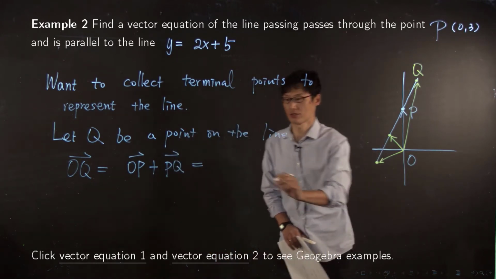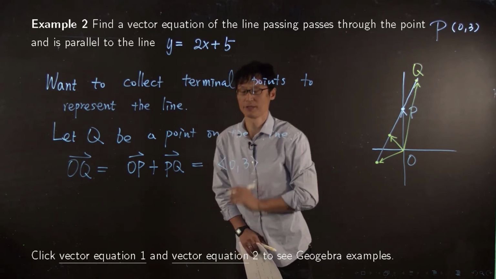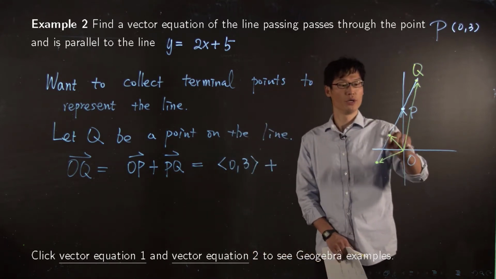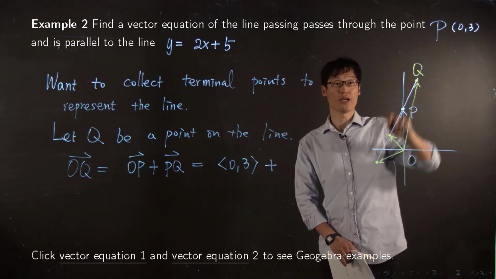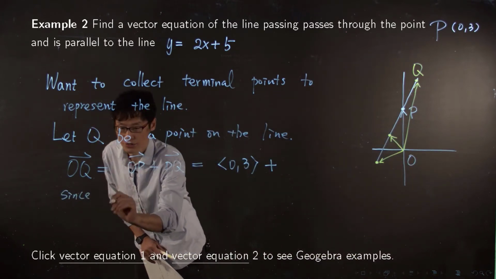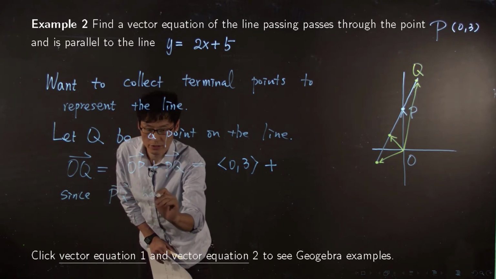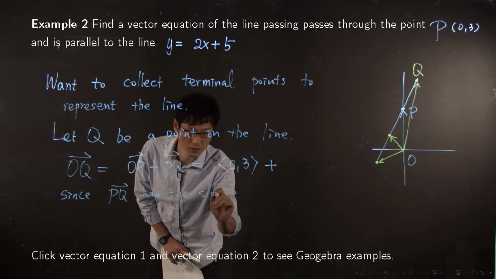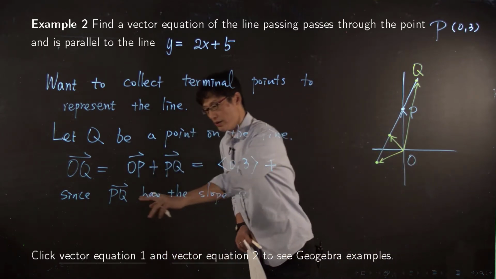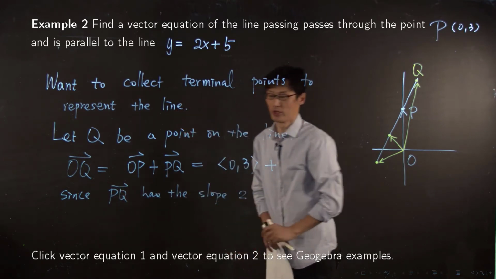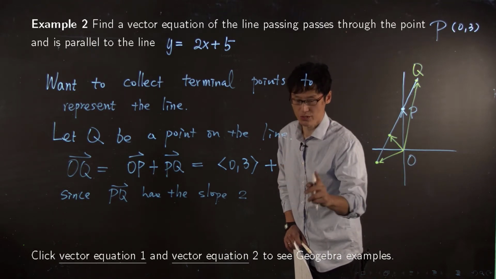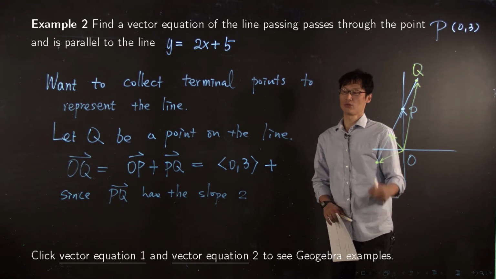The vector OP is just (0, 3). And then this vector PQ has a slope 2. Now it's time to pick a vector. To express this vector PQ with the slope 2, we need to pick a certain vector. So it's time to be kind of creative to find such a vector.